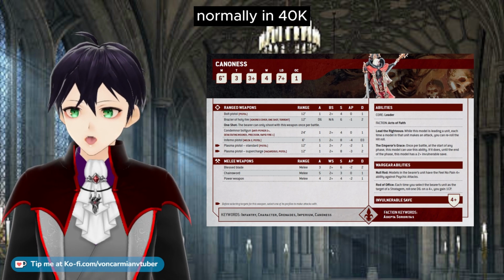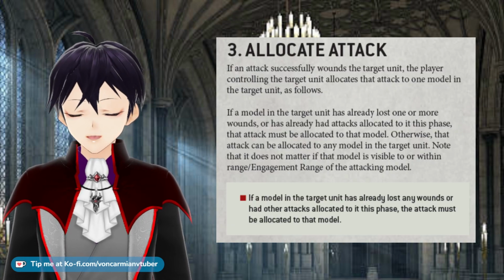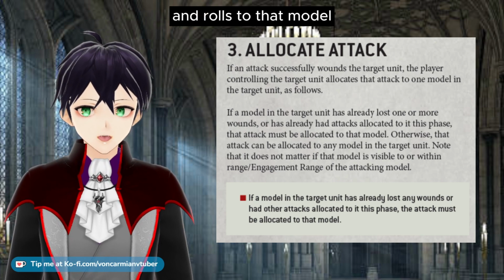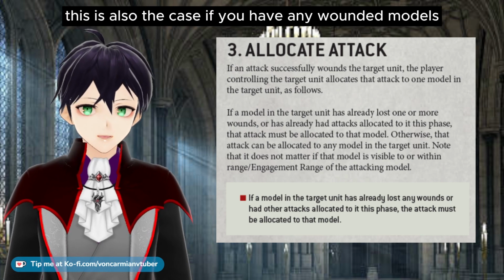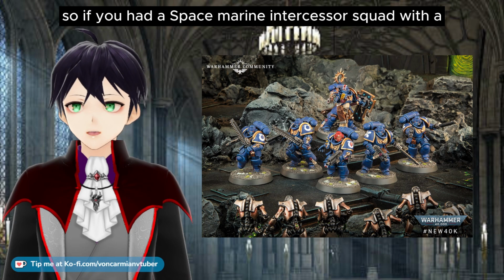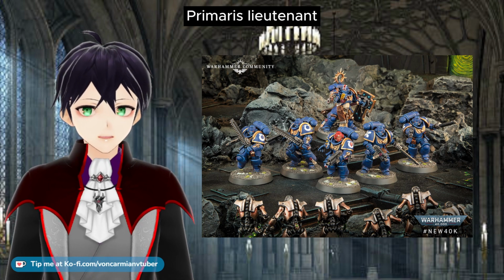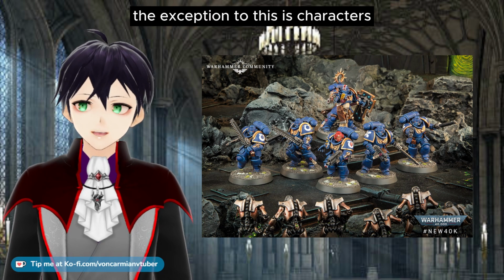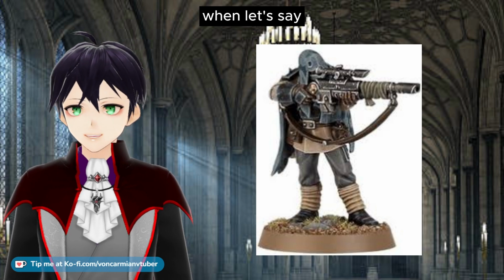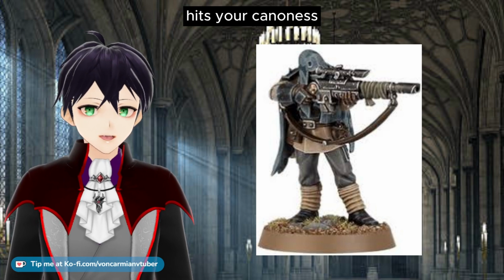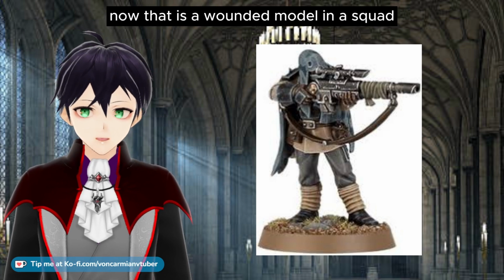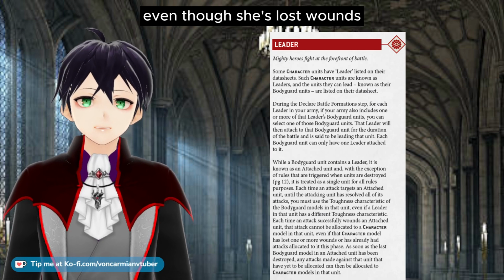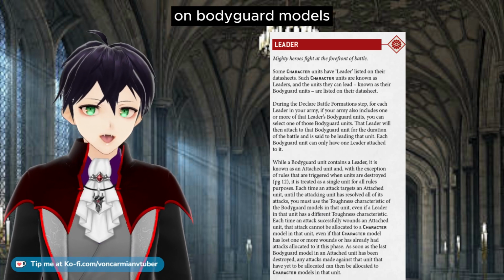When you are being attacked normally in 40k, if you have assigned damage to make a save on a model in that phase, you have to keep assigning damage and rolls to that model until it's dead, then you can pick a new one. This is also the case if you have any wounded models, so if you had a Space Marine Intercessor squad with a Primaris Lieutenant, if one of the Intercessors had lost 1 wound, you have to assign damage to that model. The exception to this is characters when, let's say, some heretic with a sniper hits your Canoness and she takes 2 wounds. Now that is a wounded model in the squad. However, you don't keep assigning damage to her even though she's lost wounds. You put the wounds still on bodyguard models until they're all gone.